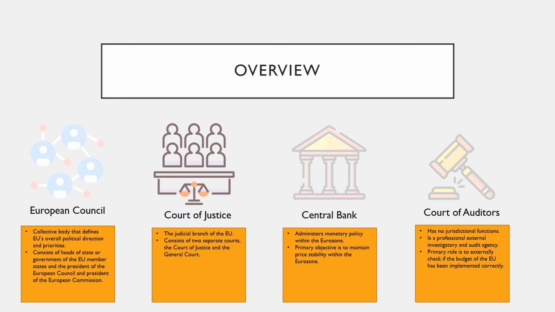It consists of heads of state or government of the EU member states, and the President of the European Council, and President of the European Commission. It has no powers to pass laws. It represents the highest level of political cooperation between EU countries.